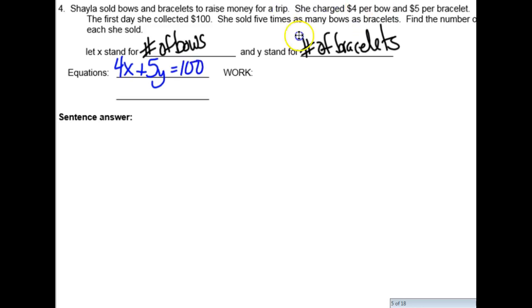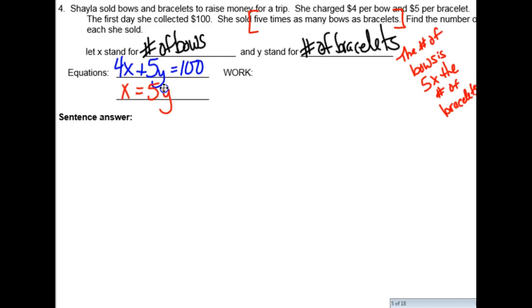But this last equation is the one I'm worried about. She sold 5 times as many bows as bracelets. So what I'm going to ask you to do is either to literally write it out or at least verbalize it in your head: 5 times as many bows as bracelets means the number of bows is 5 times the number of bracelets. That's really hard for kids to understand when they write it in that weird notation, so you have to think about it in the notation you're used to.